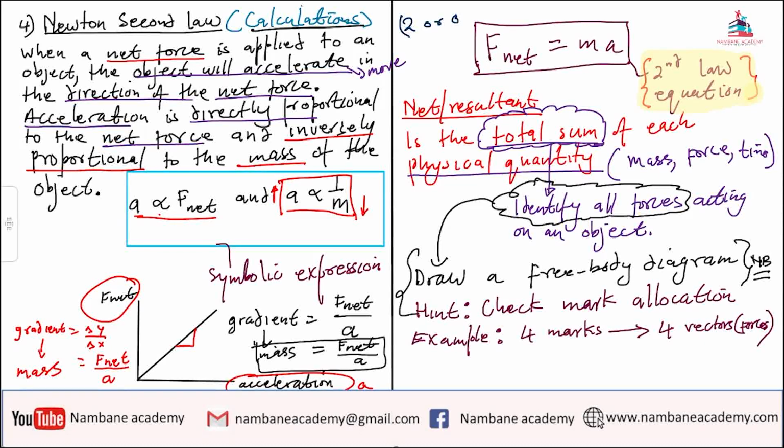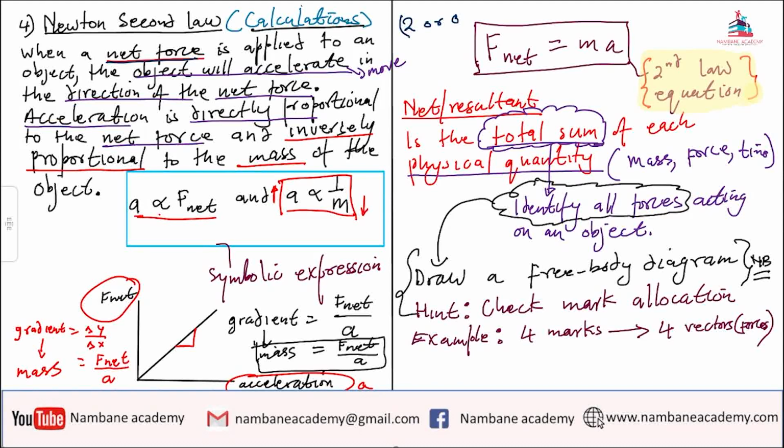Ladies and gentlemen, the second law states that when a net force is applied to an object, the object will accelerate in the direction of the net force. Acceleration is directly proportional to the net force and inversely proportional to the mass of the object. I repeat, there is nothing in between. Some books say when a resultant force is applied to an object, which is the same thing.